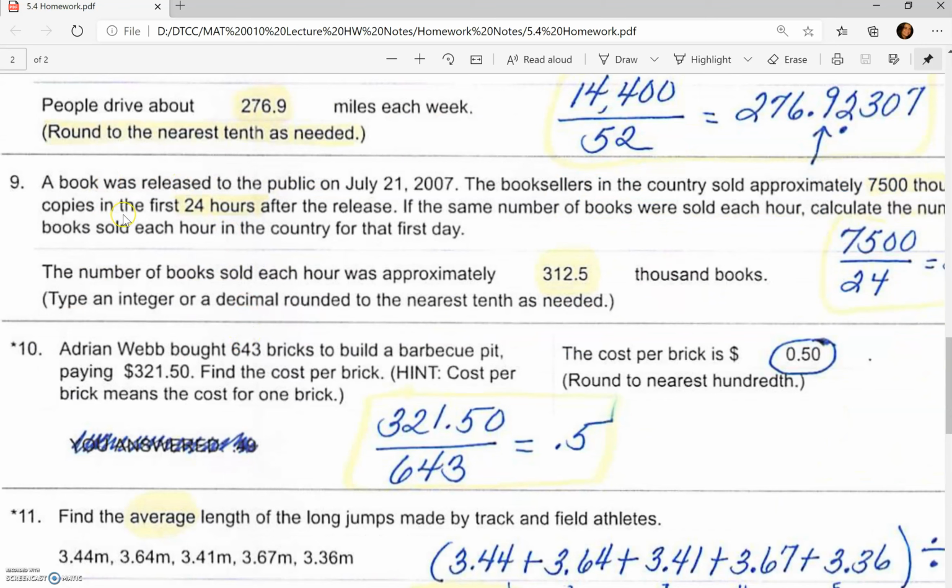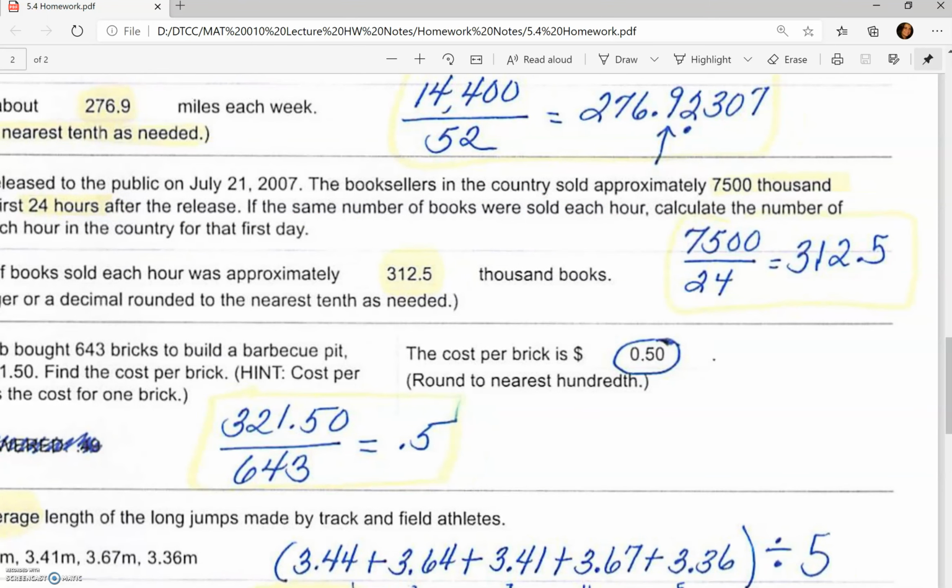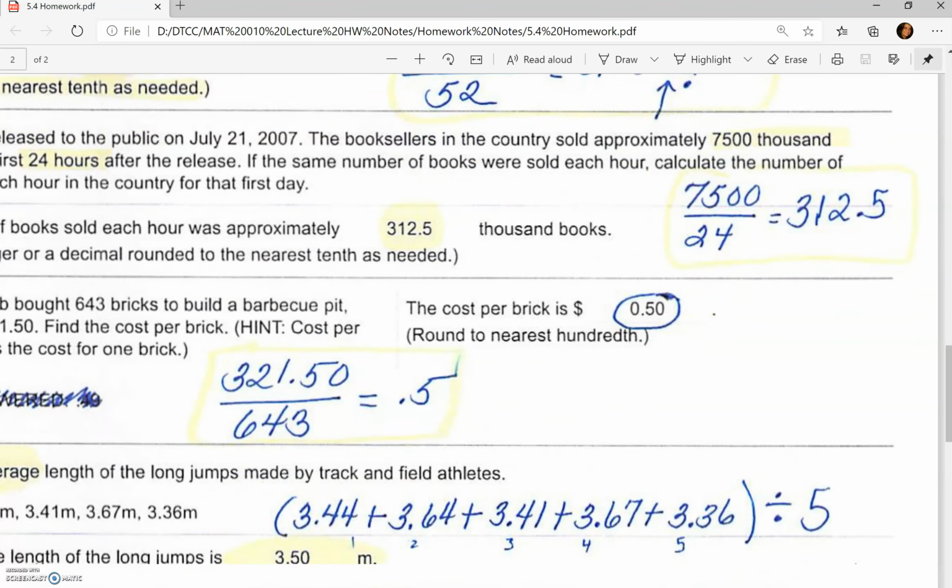When you get down here, it's talking about a book. The book is saying that there's 75,000 copies that are sold in the first 24 hours after release, if the same number of books were sold each hour. So there you go, we're dealing with hours. So that's why you're dividing by 24. And again, pay attention when you have to round to the nearest tenth.